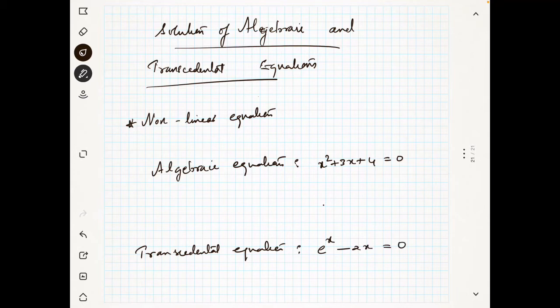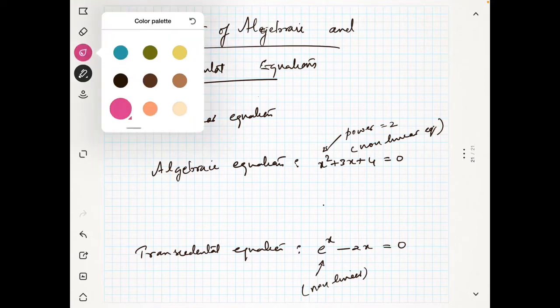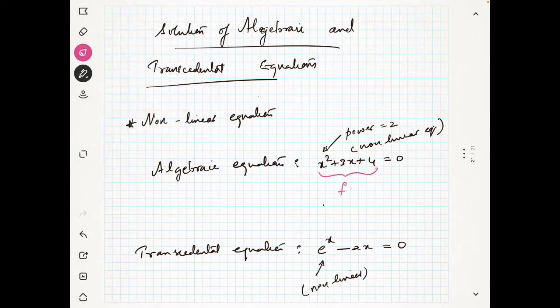So you can see that this is an algebraic equation, and the power of x is equal to 2, and this is a nonlinear equation. Okay, and this also, you can see there is e power x, so it is a nonlinear equation. So these are all the different types of equations. That means I can write this equation as f of x equal to 0.